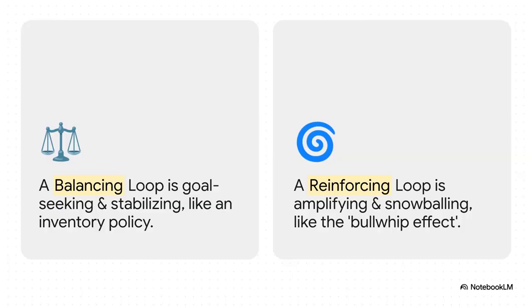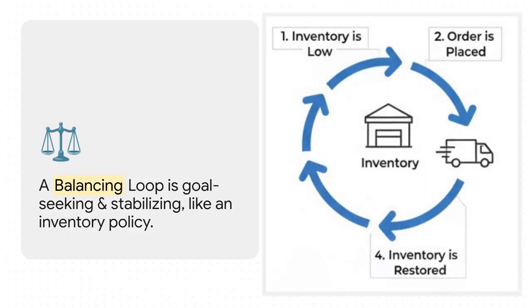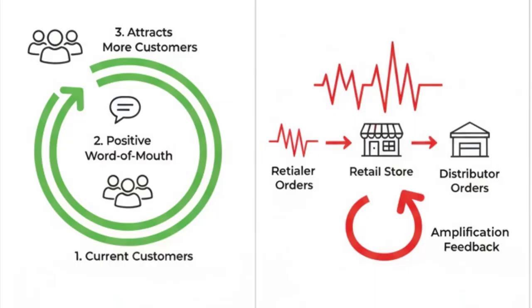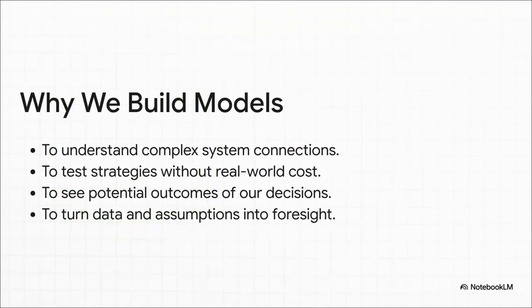Now, these feedback loops tend to come in two main flavors. On the left, you have a balancing loop, which is all about seeking stability. Our manager ordering more books to fix a low inventory, that's a perfect example. It's like a thermostat for the supply chain. But on the right, you have reinforcing loops, and these are amplifiers. They can create a snowball effect, where a tiny change gets bigger and bigger as it moves through the system, often leading to chaos. Which brings us right back to the beginning.